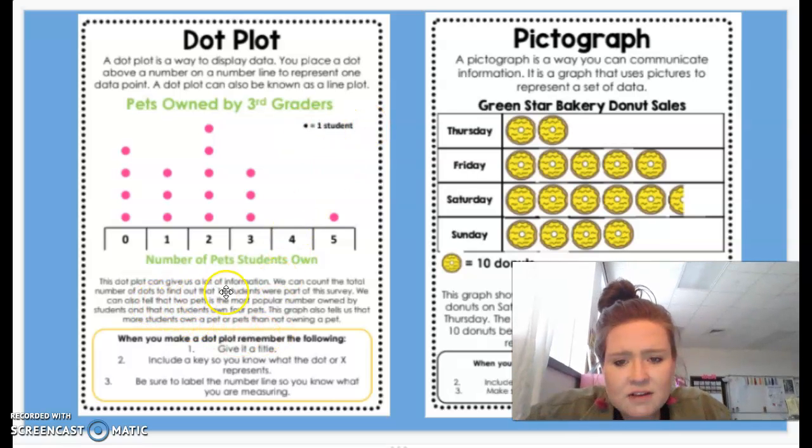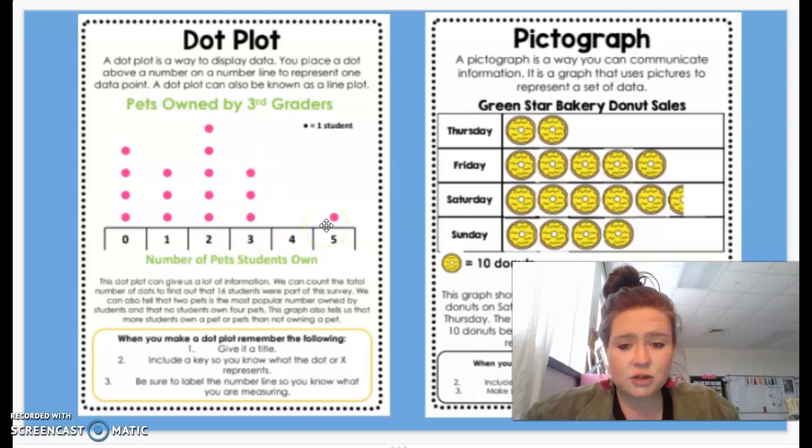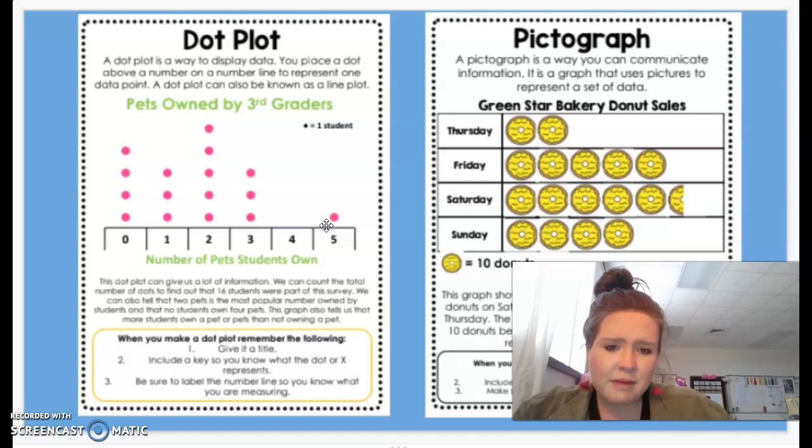A dot plot can give us a lot of information. We can count the total number of dots and find out that 16 students were part of this survey. If I counted every single dot, 1, 2, 3, 4, because remember, the dots represent the students, 5, 6, 7, 8, 9, 10, 11, 12, 13, 14, 15, 16. 16 students participated in this survey.